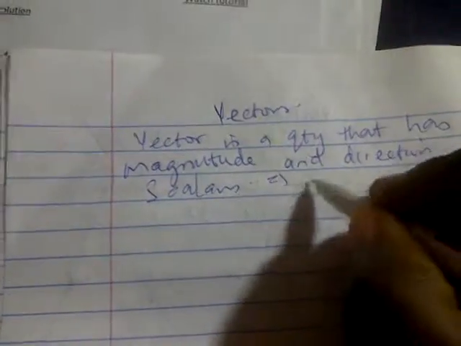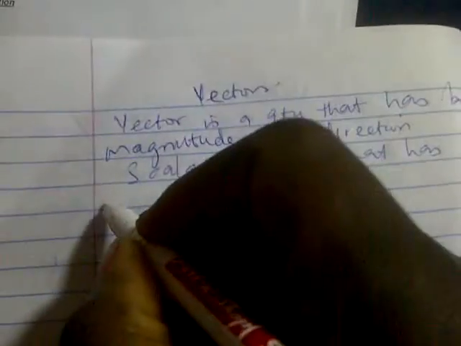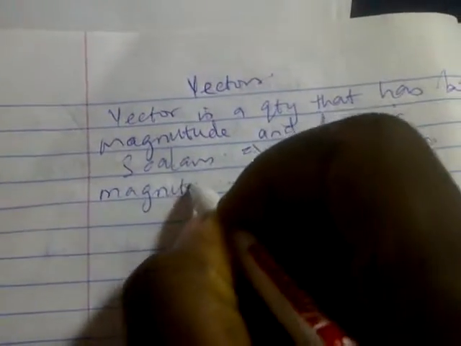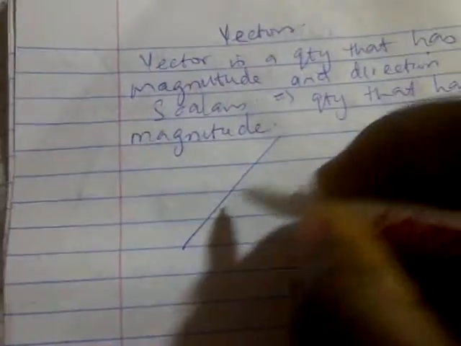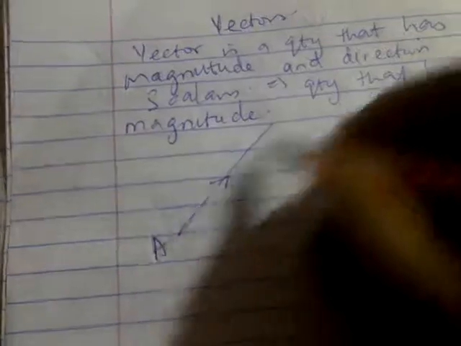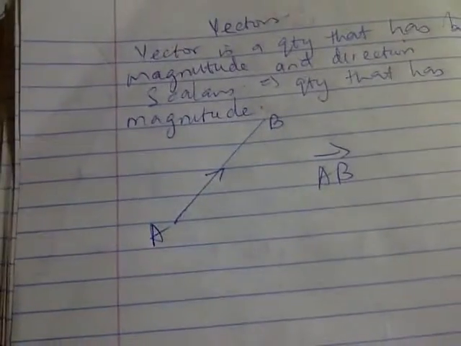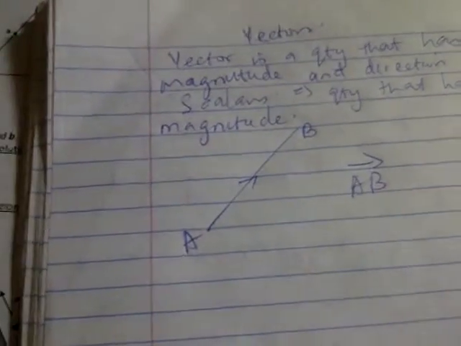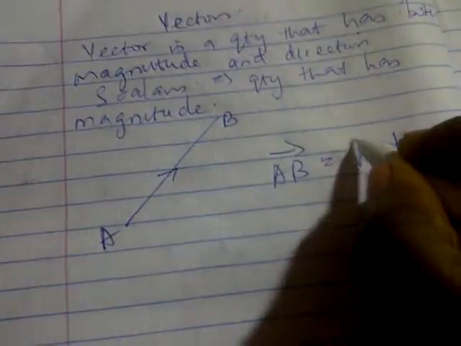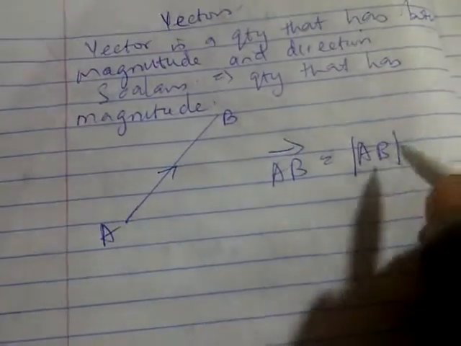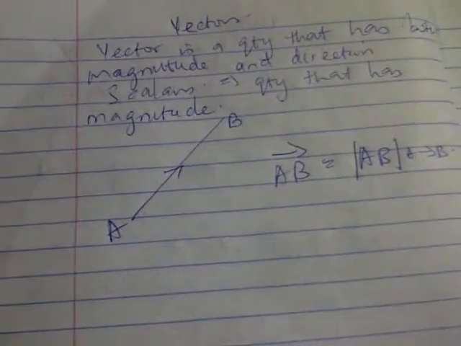And what is a scalar? It's just a quantity that has magnitude alone. Now let's imagine that this is a vector AB. This is a vector because it has magnitude of AB and it has direction from A to B. That's why it's a vector.